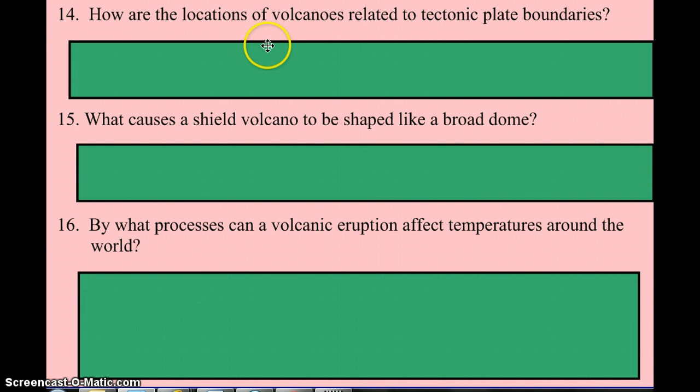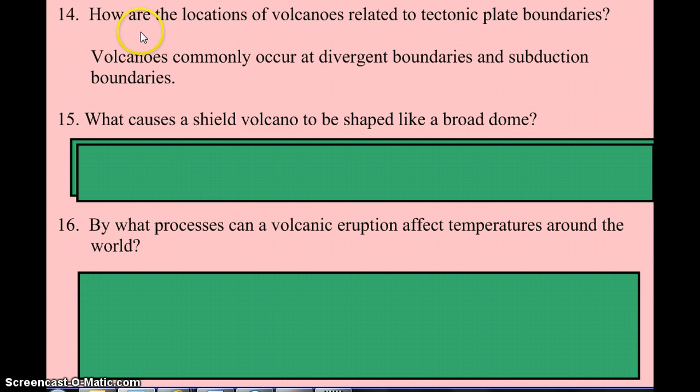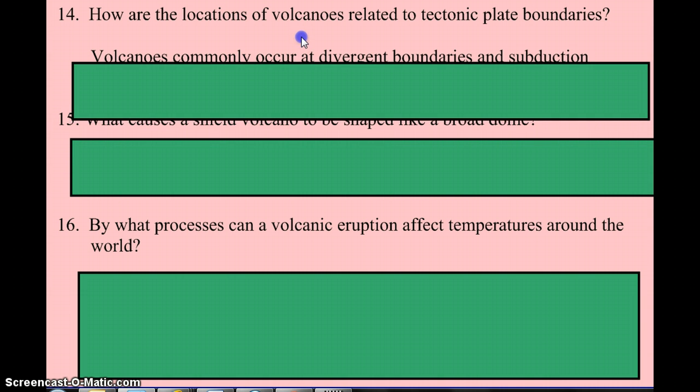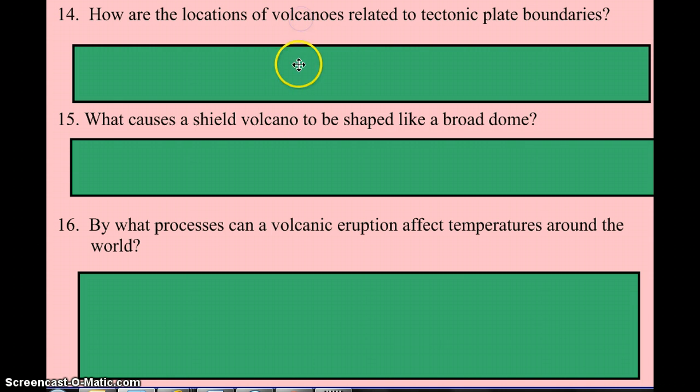How are the locations of volcanoes related to tectonic plate boundaries? Think about that one. Volcanoes commonly occur at divergent boundaries and subduction boundaries. Those are the areas that have most volcanoes. And it does move a little bit there.